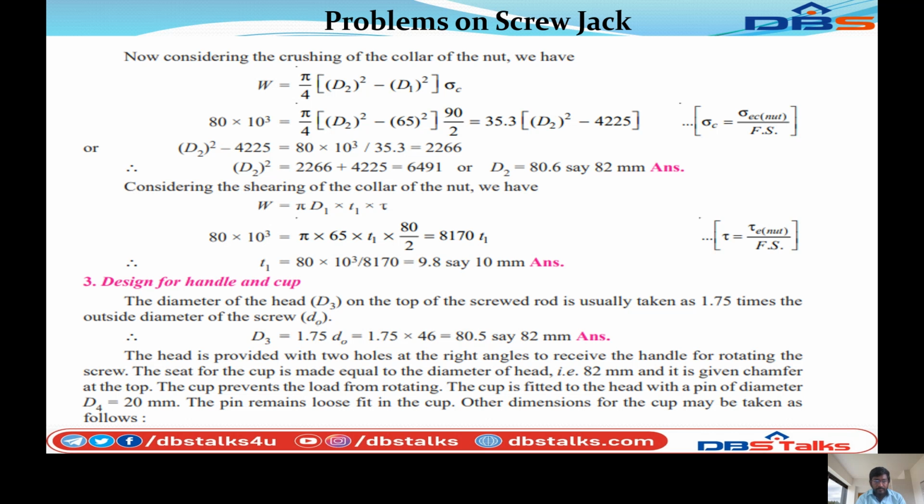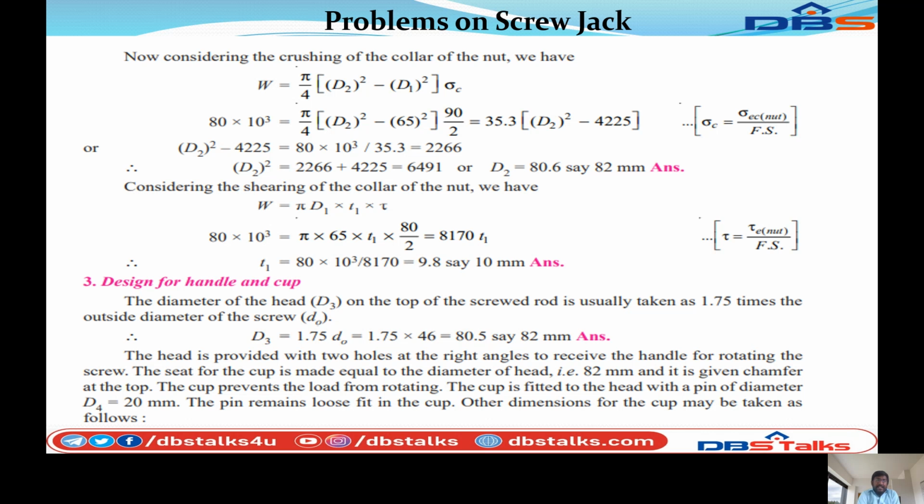So we can calculate the final value, which is 2266. Therefore d2 square is equal to 2266 plus 4225. Adding both, that equals 6491. This is the final result for d2 square. So d2 is equal to the square root of 6491. Now we can calculate the value as 80.6. Therefore d2 is equal to 80.6. This will be rounded, so we can say d2 equals 82 mm.